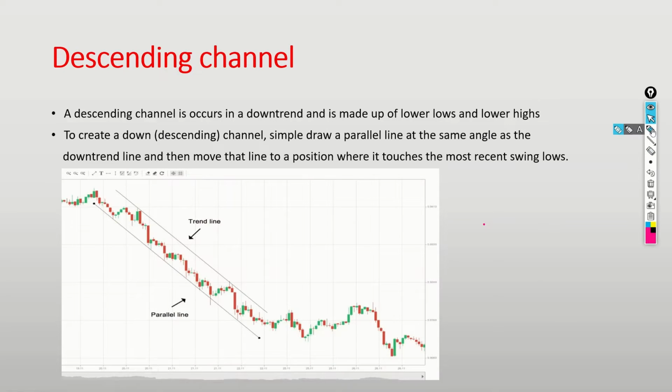In a descending channel, the descending channel occurs in a downtrend, and it is made up of lower lows and lower highs. To create a down or descending channel, simply draw a parallel line at the same angle as a downtrend line, and then move that line to a position where it touches the most recent swing lows.